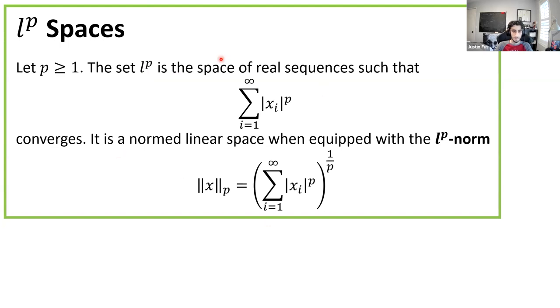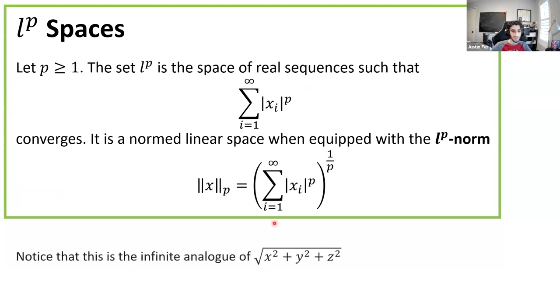And with this being a finite number, we can define the LP norm to be simply this sum, but take the pth root of it. So this is our infinite analog of our Euclidean norm. Take the pth power of each term, add it up, and then take the pth root of that. We call this the LP norm.